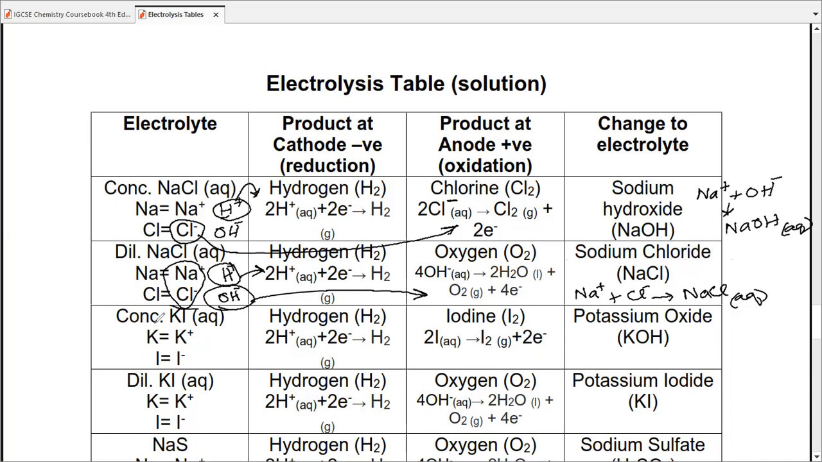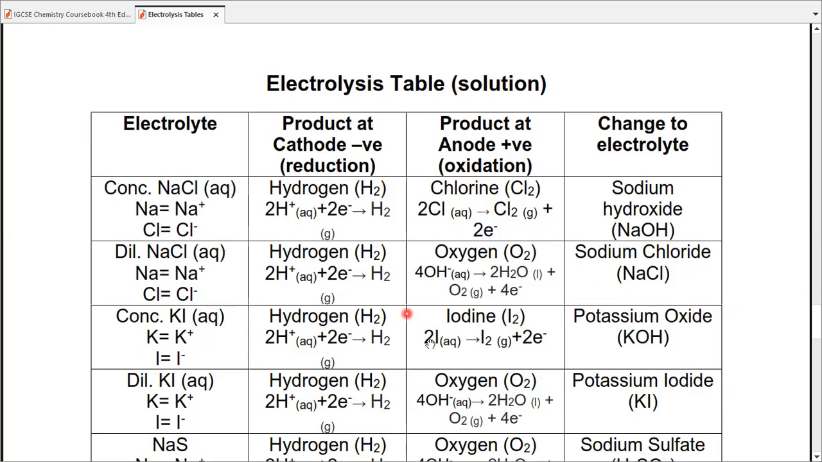So you would find that concentrated potassium iodide gives us hydrogen and iodine at cathode and anode, and potassium hydroxide, this is not oxide, this is potassium hydroxide as a change to electrolyte. However, if we have a dilute solution of potassium iodide, we produce hydrogen and oxygen at cathode and anode respectively, and potassium iodide is left in the same way as sodium chloride did as a change to electrolyte. That's what I was talking about for dilute salt solutions. They electrolyze the water and they remain in almost the same amount in the system or the solution.